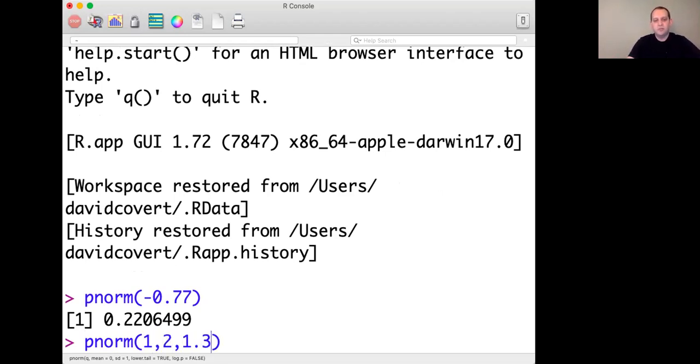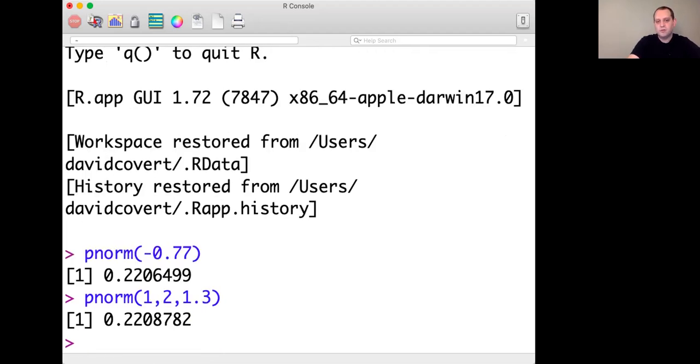standard deviation of 1.3. Now this will not be exactly 0.2206, it'll be close, but notice that it can't be exactly that because the -0.77 we got by rounding. So it'll be close, but not exactly. And there we go, so it's 0.2208 or 0.2209 if we round to 4 decimal places. Okay, so that's how we can use R and how we can use the table to get these probabilities.